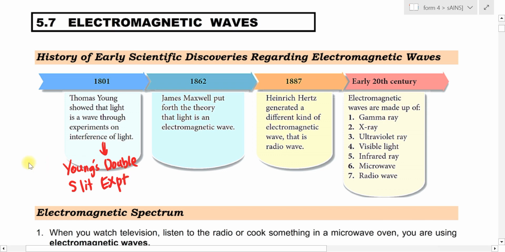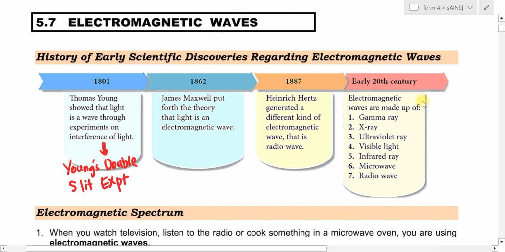Okay. Lepas tu, tentu 1801 lah. Lepas 60 tahun, James Maxwell put forth the theory that light is an electromagnetic wave. Dia kembangkan teori bahawa light is an electromagnetic wave. Lepas tu, lepas 20 tahun, Heinrich Hertz generated a different kind of electromagnetic wave, that is radio wave. Okay, dia dapat generate the radio wave.